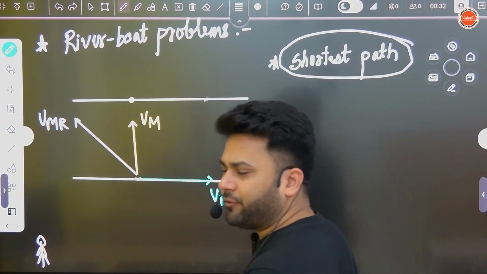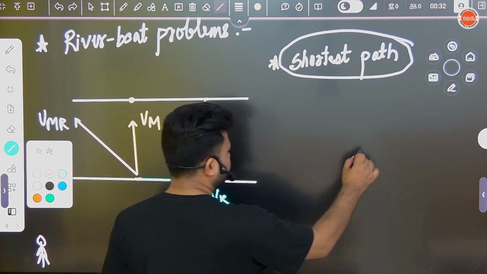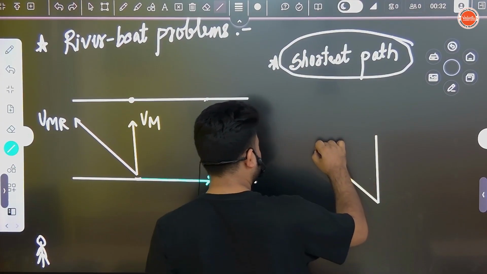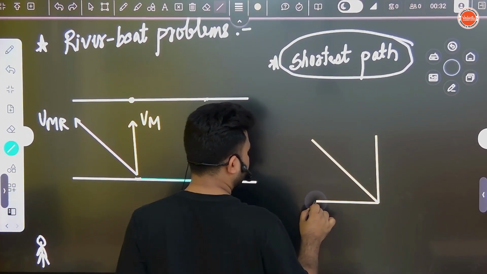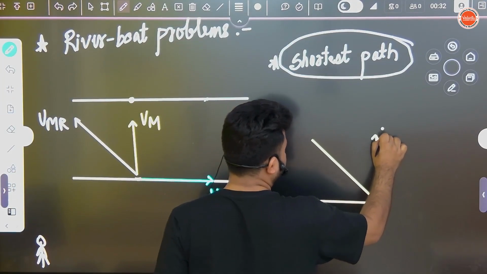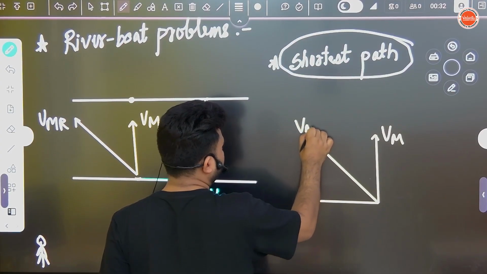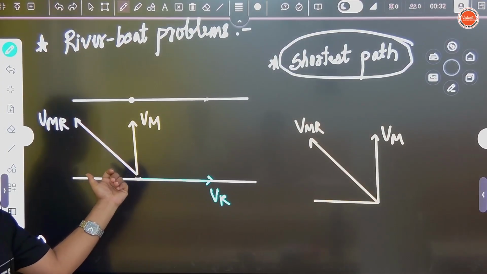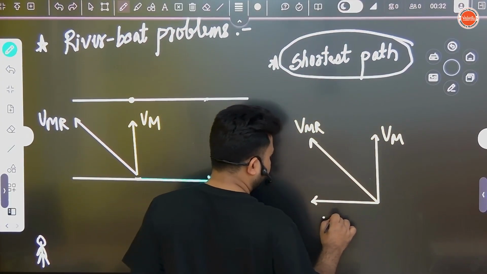Now this figure you just have to remember. What you have to remember? Rest all questions you will be able to solve. This you have to remember: this is the velocity of man and this is VMR. And here, try to understand, this is velocity of man, this is velocity of man with respect to river, and suppose this vector, if I reverse, this is velocity of river, so this will be minus of velocity of river.